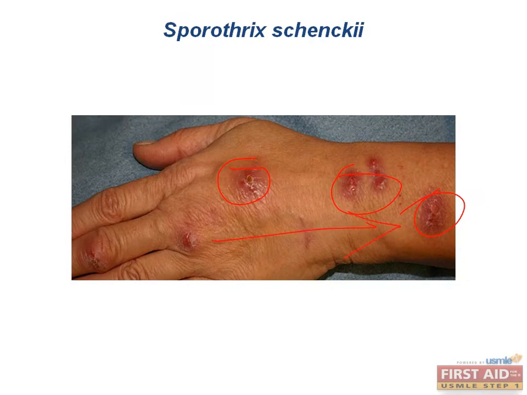And that's it for the fungi that I think you should know. Next, we're going to talk about parasites, which include protozoa and worms.